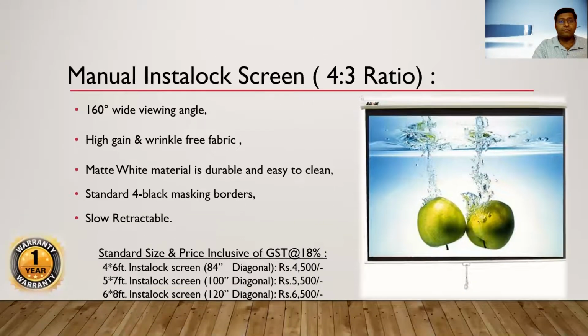And second comes the manual instalock screen. By the name you can understand it is an instalock screen. Whenever it comes, you can see the frame. You just hang it on the wall, and whenever you want to use it, just pull the screen fabric, it will come down and instantly lock. Where you stop it, it will get locked. That is why it is known as the instalock screen.